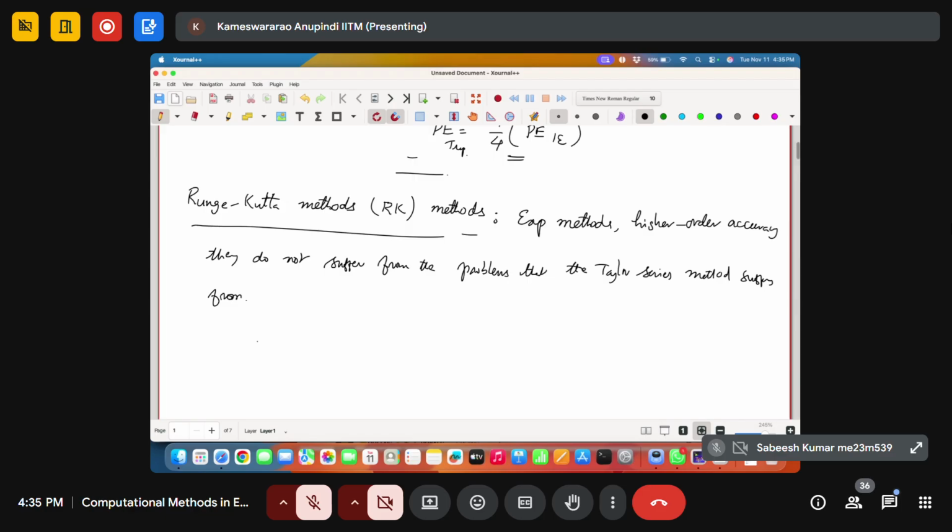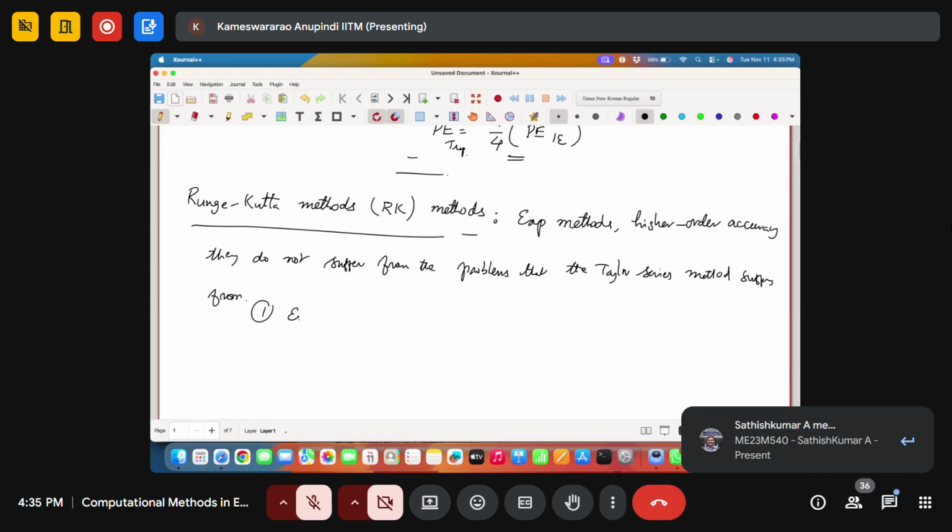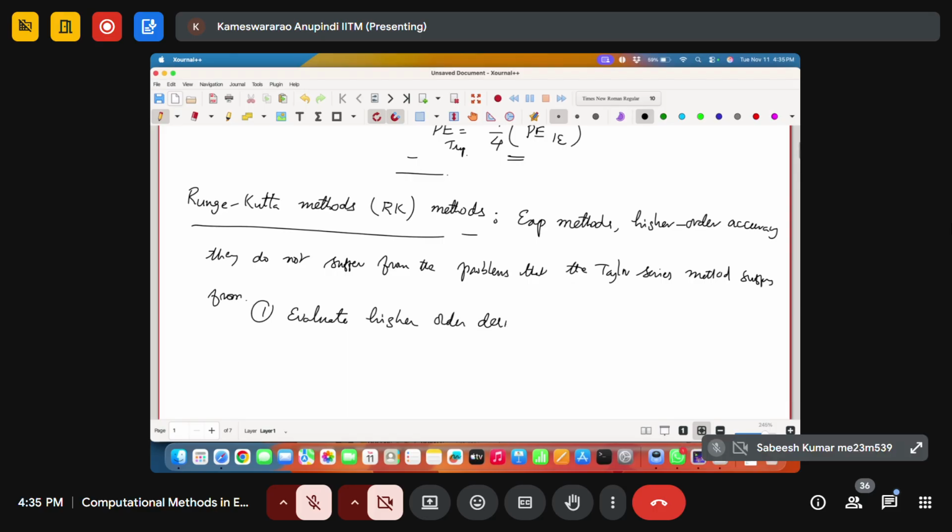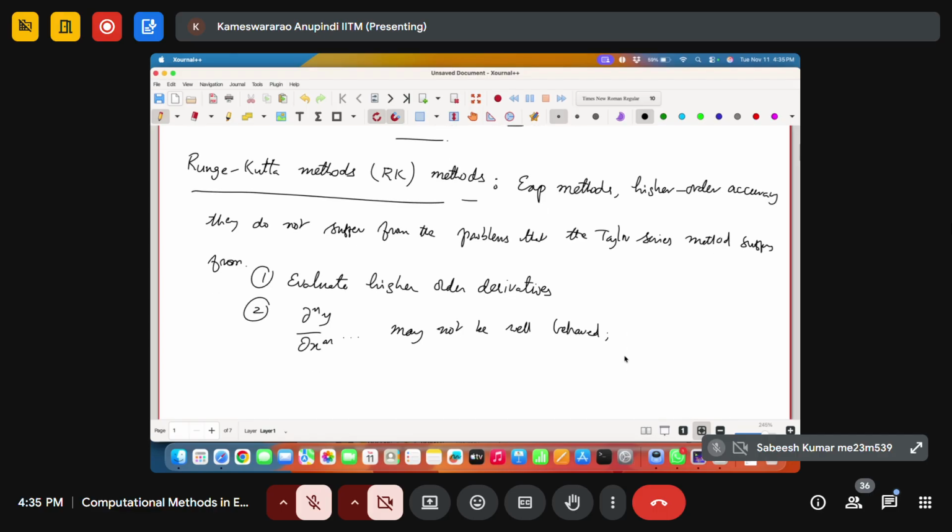We know that in the Taylor series method, we need to evaluate higher order derivatives, right? And we know that these higher order derivatives, the ∂^n y by ∂x^n, may not be well behaved, right? They may not even exist. So that is the problem we have identified.